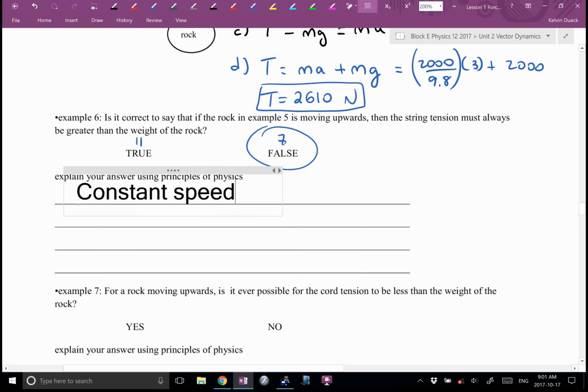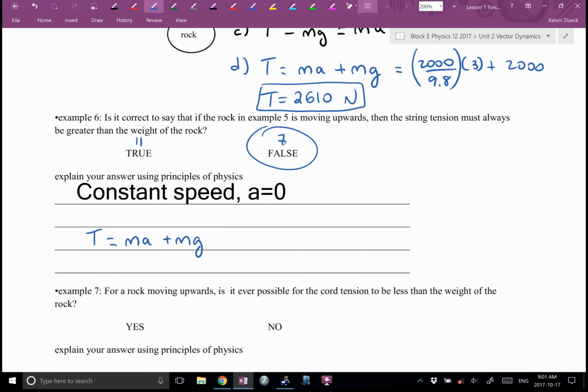If you're at a constant speed, what's your acceleration? Okay? You okay with that? So then my equation would look like this. Tension equals ma plus mg. Still, who's winning? Tension.